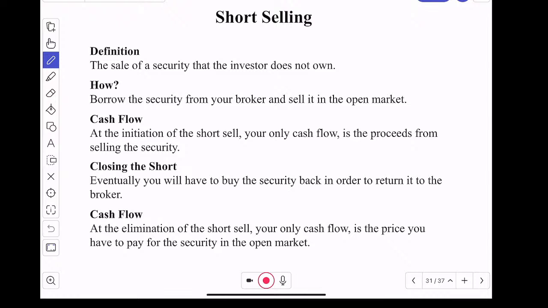How do you close the short? Eventually, you will have to buy the security back. You've prearranged that with the broker of when you're going to have to do that. You have to return the security to the broker to close the short. At the elimination of the short sale, your only cash flow is the price you have to pay for the security in the open market.